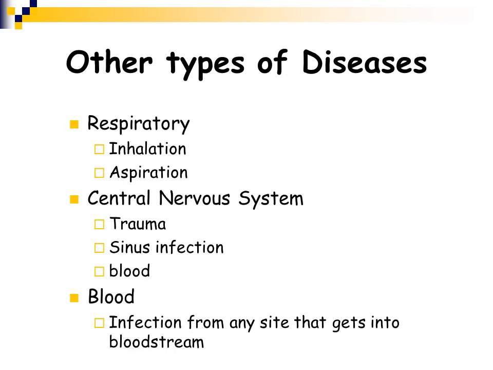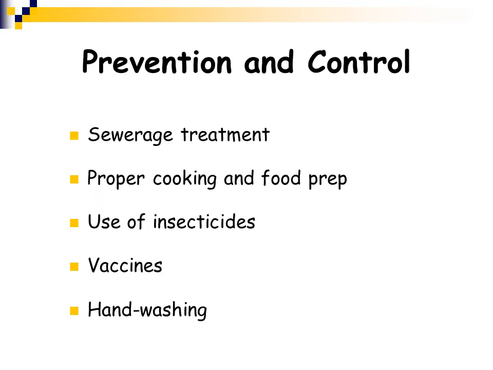There are other types of diseases that the Enterobacteriaceae family members cause, such as respiratory diseases like inhalation diseases or aspiration pneumonia. There are central nervous system diseases, sinus infections, bacteremias. So pretty much the Enterobacteriaceae can cause all different types of diseases in humans.